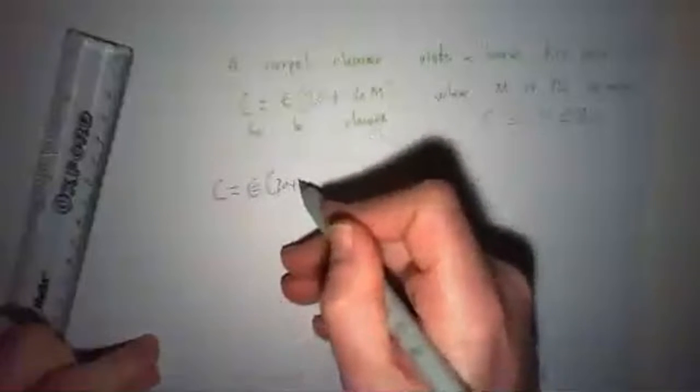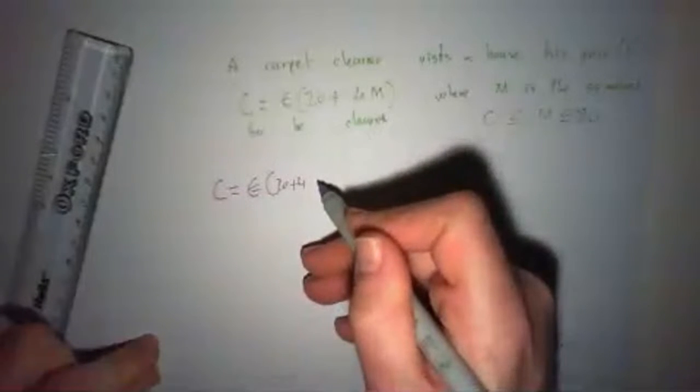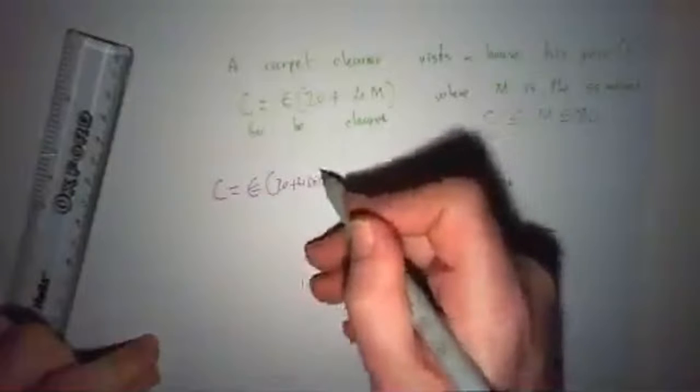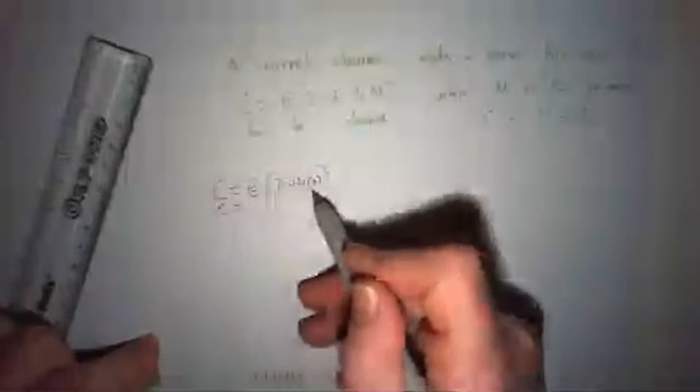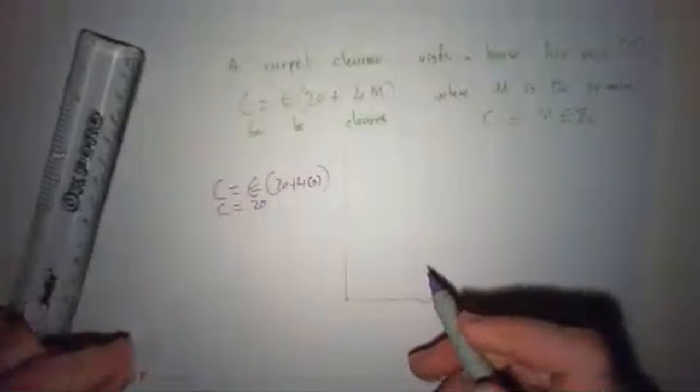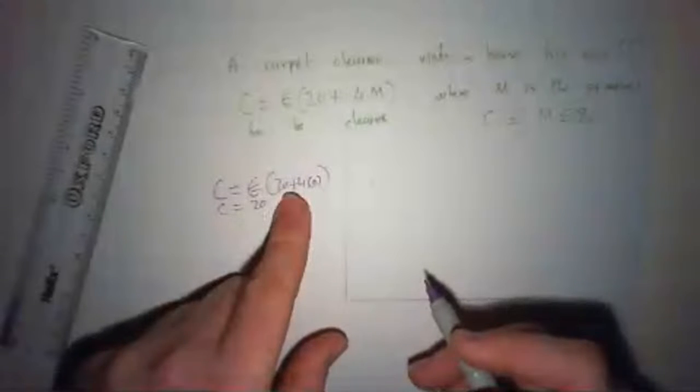So let's start with 0. C is going to be equal to 20 plus 4 times 0. So that one's going to be equal to 20 euro. So what does that mean? Well, that means that just for him to come out to have a look at your house is going to cost you 20 quid, no matter what. So that's his call out fee, for want of a better word.